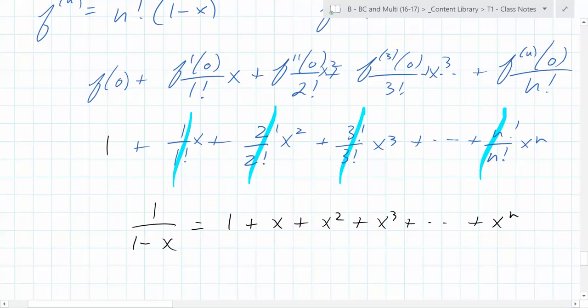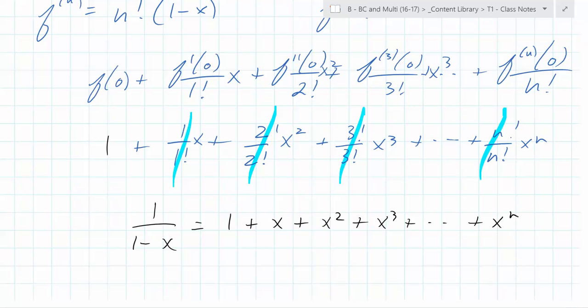That is only true for certain values of x. Can you tell me off the top of your head which values of x this works for? This is an infinite series. Does it work for the number 7? No. 7 plus 49, does that equal 1 over negative 6? No. What numbers does it work for? It works for 0. What else does it work for?